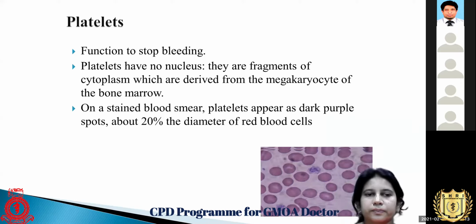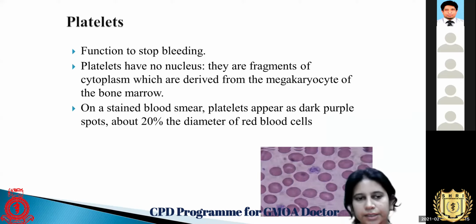Okay, we talk about platelets briefly. The function of platelets is to stop bleeding, and they don't have a nucleus. They are only fragments that derive from megakaryocytes from the bone marrow. So these are the megakaryocytes that you see.